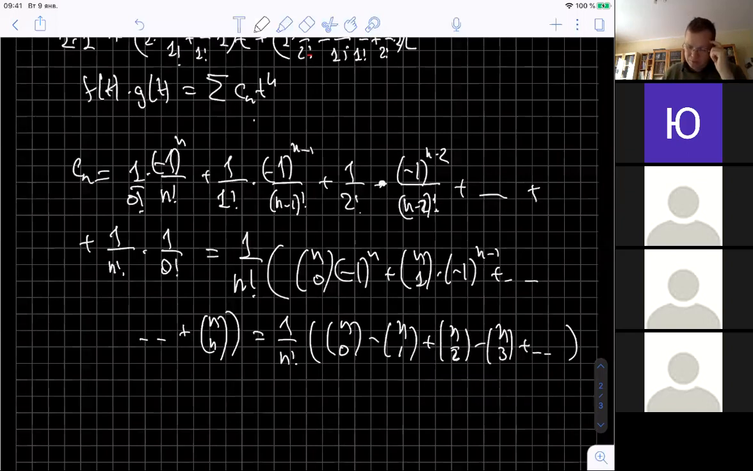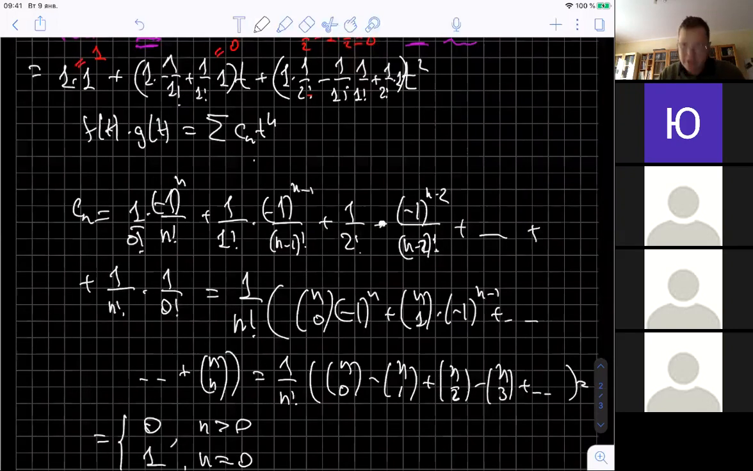It equals 0, sir. So it equals 0 if n is greater than 0, and if n is 0, it is equal to 1. So the answer will be just 1.